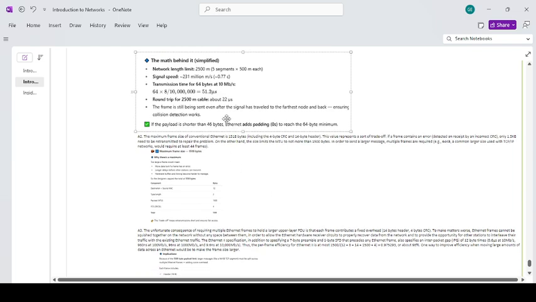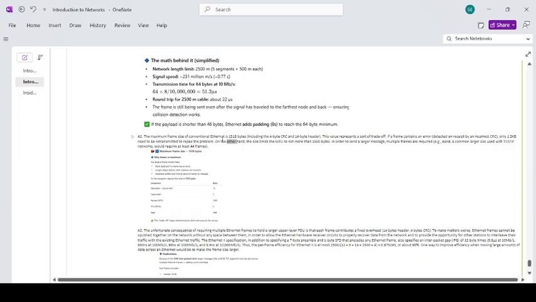The math behind it, simplified. Network length limit 2,500 meters, 5 segments times 500 meters each. Signal speed 231 million meters per second, 0.77 C. Transmission time for 64 bytes at 10 megabits per second: 64 times 8 over 10 million equals 51.2 microseconds. Round trip for 2,500 meter cable, about 22 microseconds. The frame is still being sent even after the signal has traveled to the farthest node and back, ensuring collision detection works. If the payload is shorter than 48 bytes, Ethernet adds padding zeros to reach the 64 byte minimum.